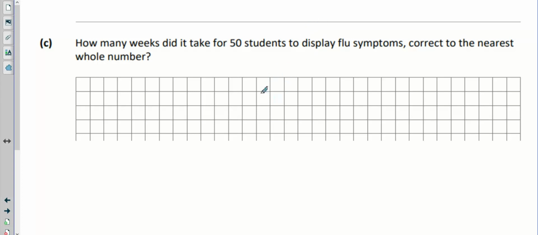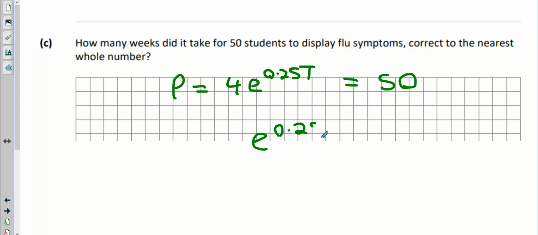Once again, no reason why we can't set up this equation. Okay. 50 students, right? Now, going to put this equal to 50. What am I going to do with the 4? Divide. 50 divided by 4. Okay. Which is actually 12.5, isn't it?